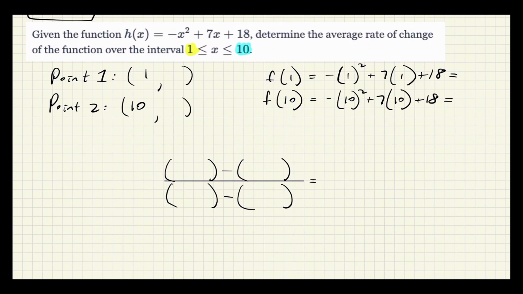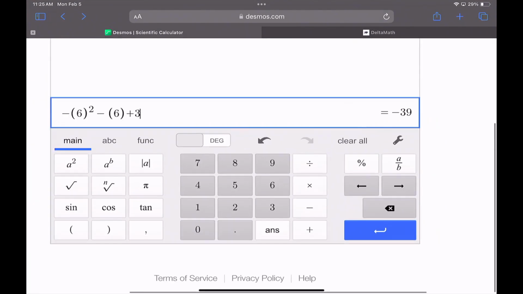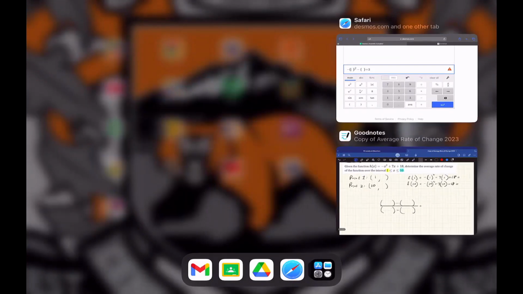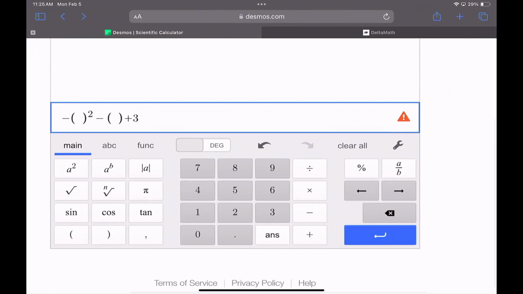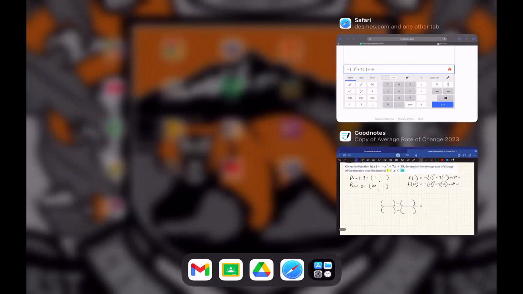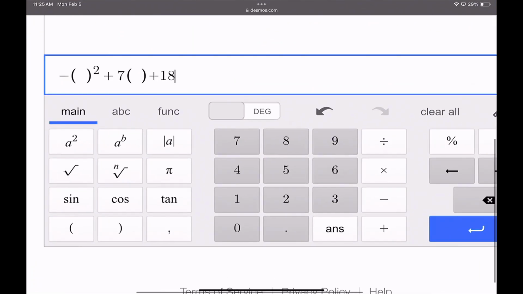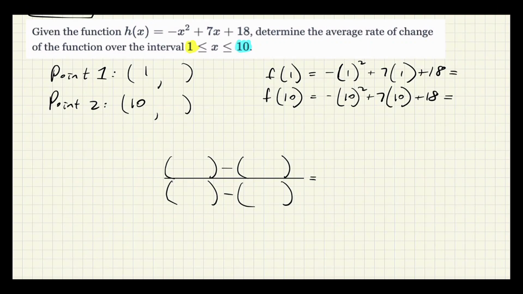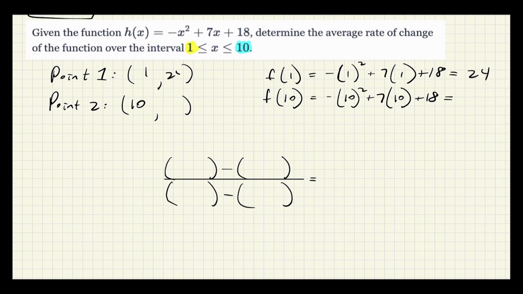Okay, so from 1 to 10. They gave us an equation, so we're going to plug in 1. Plus 7 plus 18. So the first number I'm going to plug in is 1. I get 24. So the first dot is at 1, 24. Right 1, up 24.